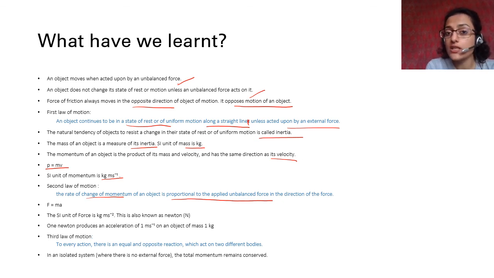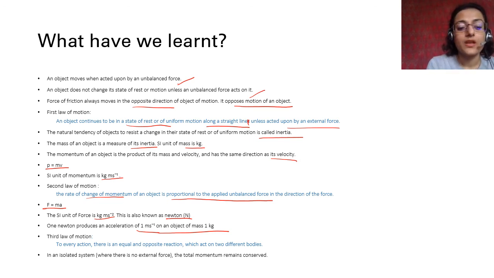We have also used it in formulae, right? Rate of change of momentum. F is equal to ma. The SI unit of force is kilogram meter per second square, also known as Newton. 1 Newton produces an acceleration of 1 meter per second square on an object of mass 1 kg. And we used unit mass and unit acceleration in this because we had to remove the constant of proportionality, right?